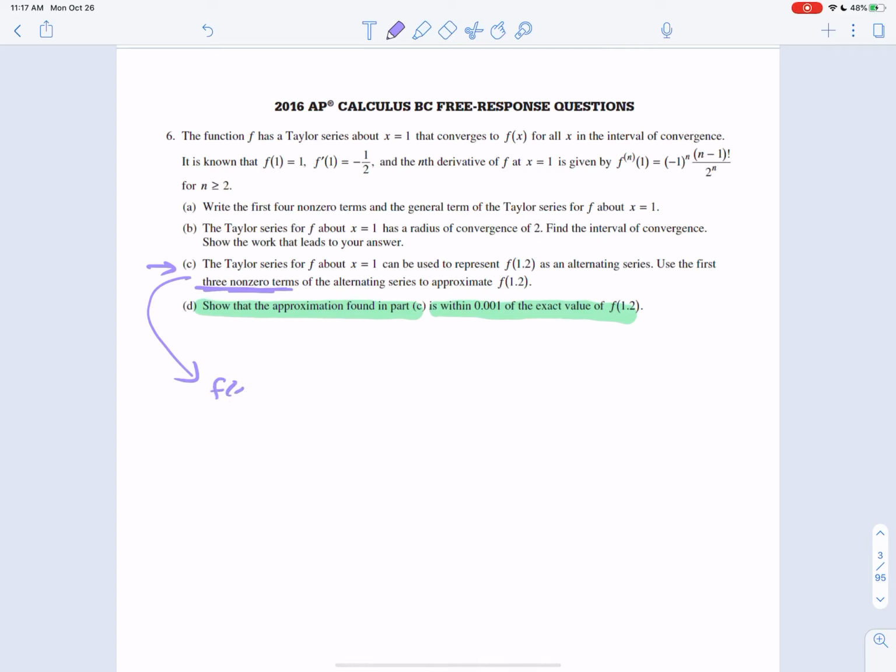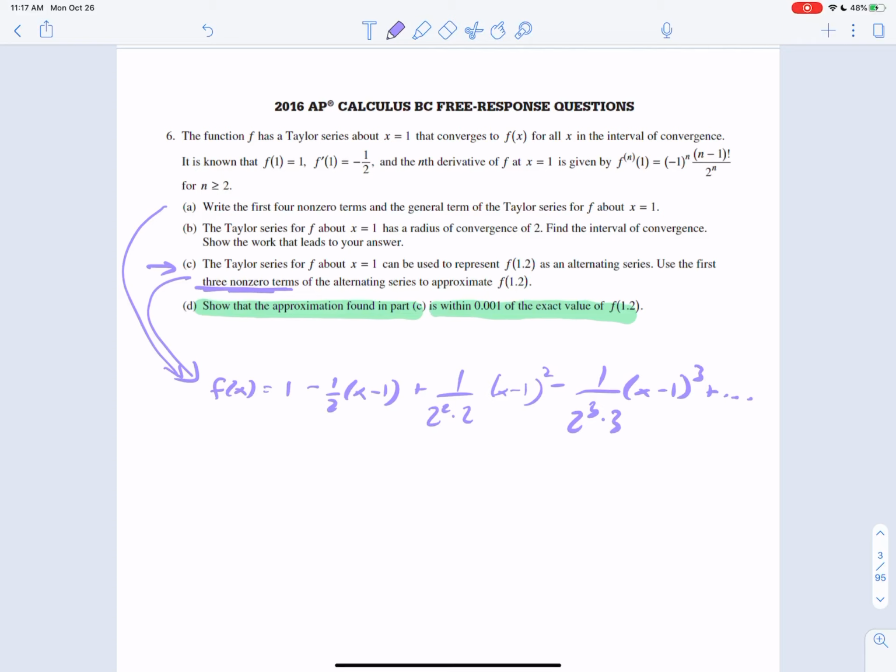f of x is equal to 1. Okay. In part A, f of x was 1 minus 1/2 (x minus 1) plus 1 over 2 squared times 2 (x minus 1) squared minus 1 over 2 to the third times 3 (x minus 1) cubed, and so on. Okay? That was in part A. So I assume that you guys would already have these parts, okay? So if you do have a question in the previous parts, that's a separate question, okay?